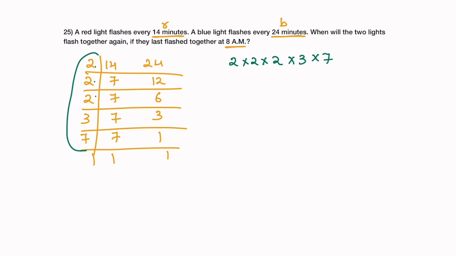And what is that? 2 times 2 is 4. 4 times 2 is 8. 8 times 3 is 24. And 24 times 7. Let's do it here. 24 times 7. 4 times 7 is 28. 2 carry.